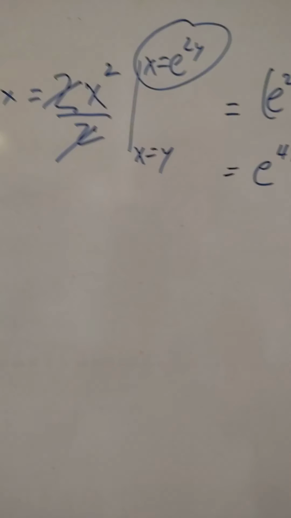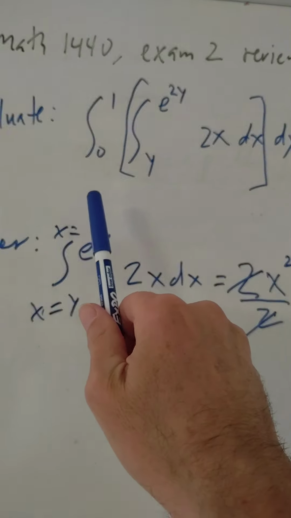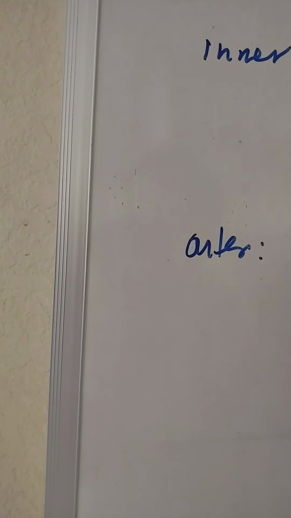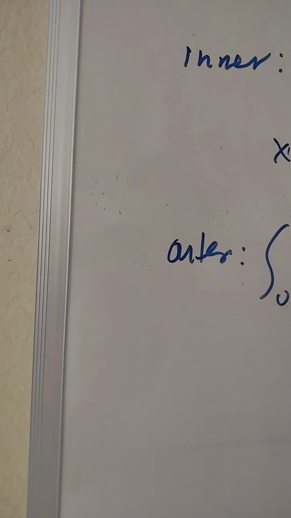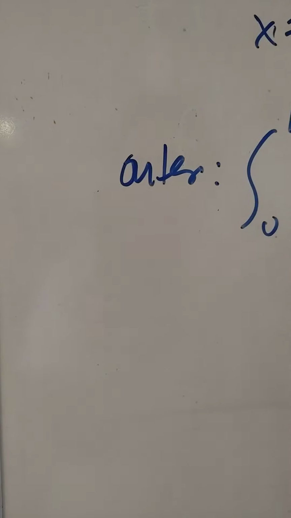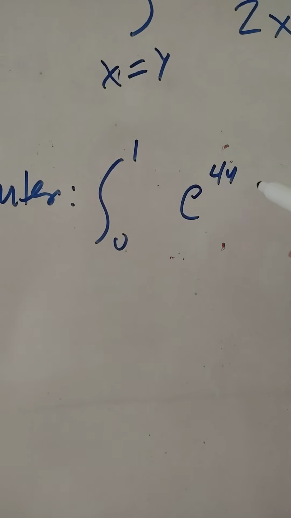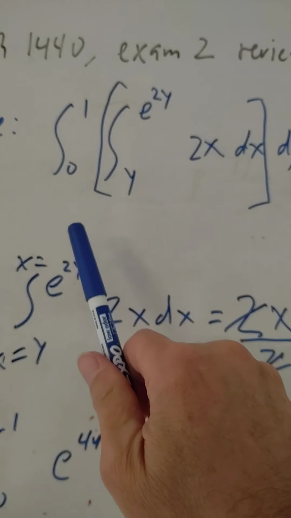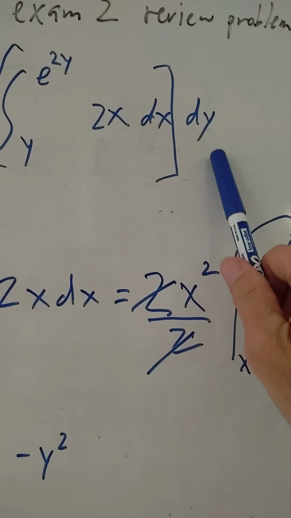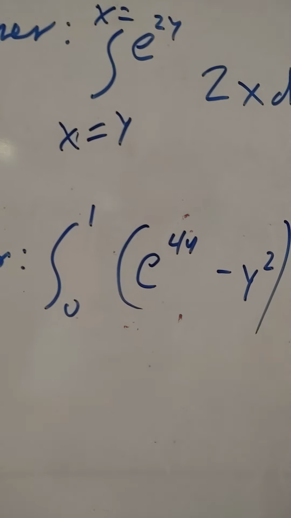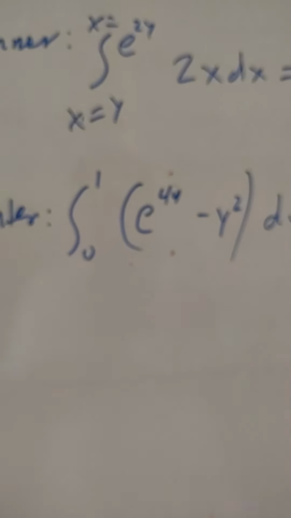Now let's go to the outer integral. I'm going to write outer, and the outer integral is from 0 to 1, and then we input our answer, e to the 4y minus y squared, and then we're going to write dy because we're doing the outer integral, which is with respect to y. If you want to, parentheses are optional there. Okay, so now we're integrating with respect to y.